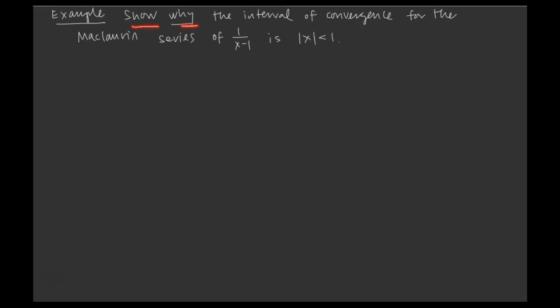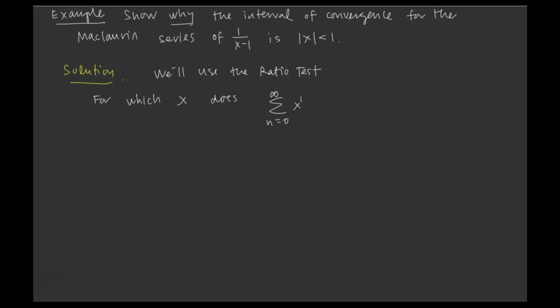Okay, we want to show why the interval of convergence for the Maclaurin series of 1 over 1 minus x is this. Why is it bounded in that way? And the way we're going to do this is by using the ratio test. So we'll use the ratio test for convergence of a series. And so we have to ask the question, for which x does this series converge?